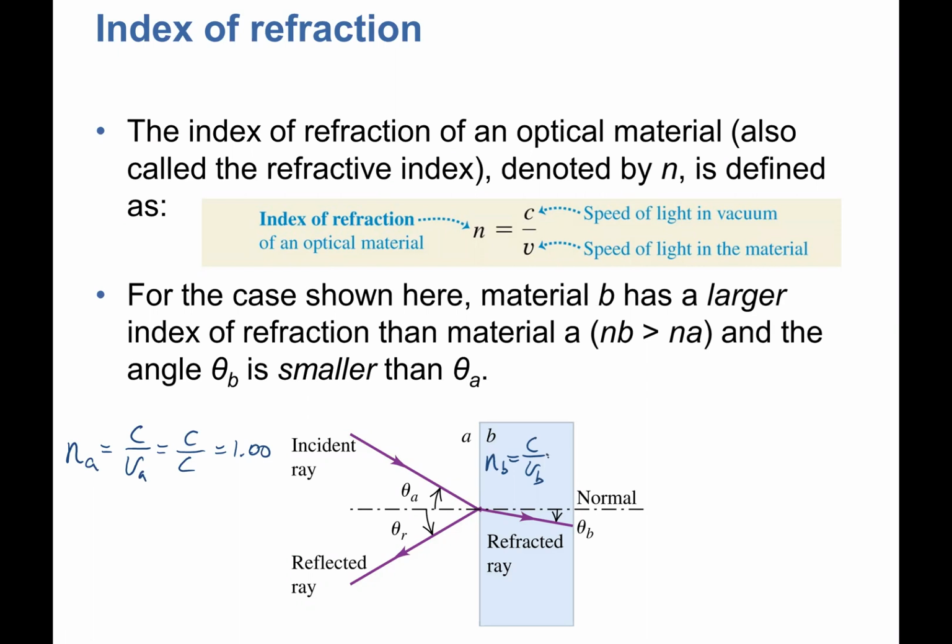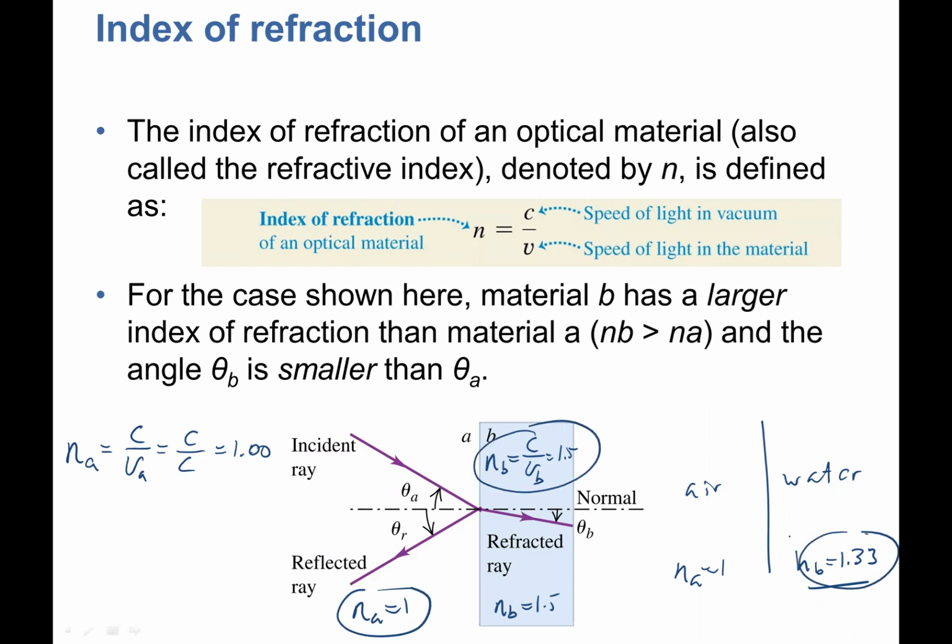Now here's what I have. If I calculate this, I get roughly 1.5. That's for glass, so the index of refraction for medium B is 1.5. Sometimes we can simply use the index of refraction to represent the type of medium. If I say nA equals 1 and nB equals 1.5, you right away know that medium A is air and medium B is glass. If nA equals 1 and nB equals 1.33, then this is air and water. I have a table where you can see some of those values, but make sure you know the index of refraction for air, glass, and water: air is 1, glass is 1.5, and water is 1.33.